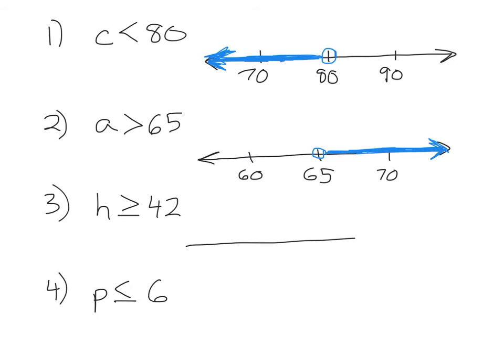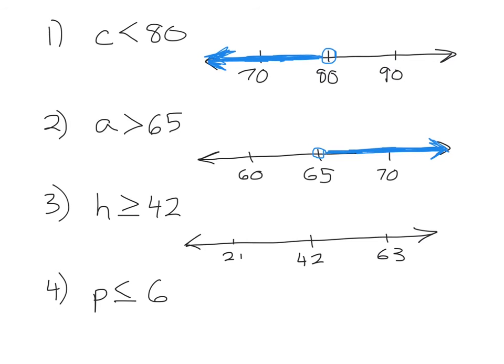Number 3, h is greater than or equal to 42. I can plot 42 here. And you know what? I'm going to count by 21s. I'm going to put 21 here. I'm going to put 63 over here. Each space that we jump counts as 21. Now, h is greater than or equal to 42.